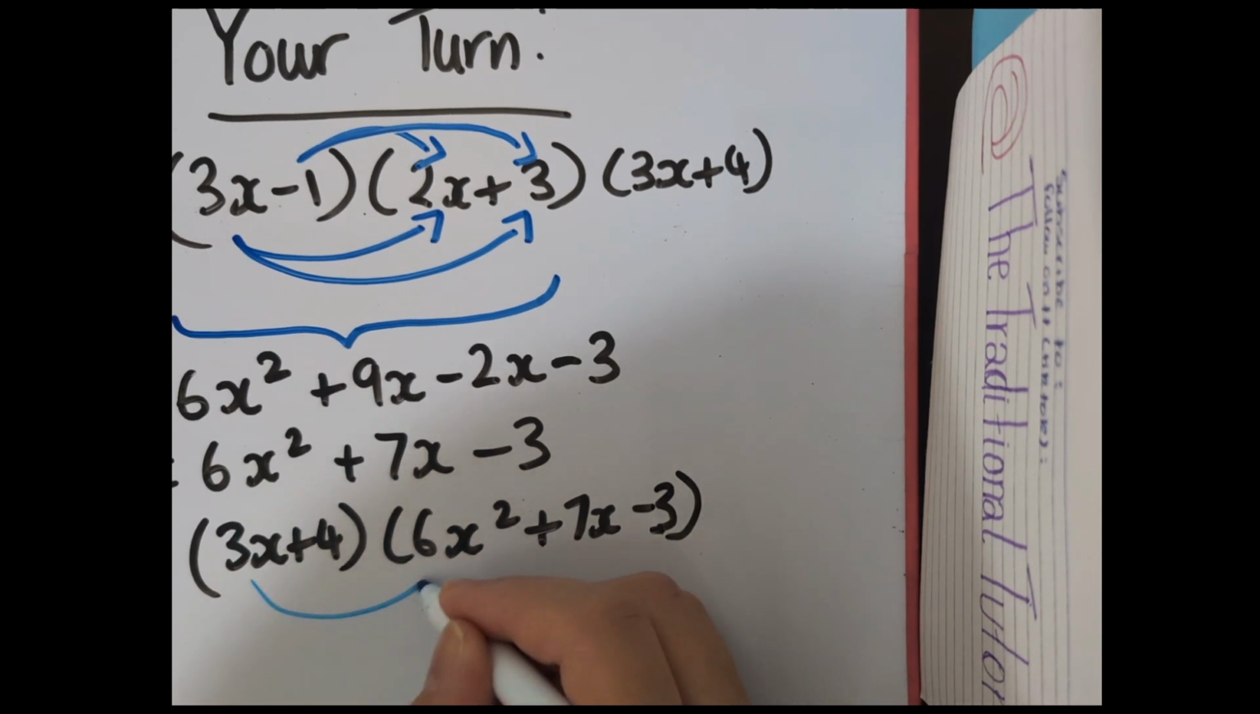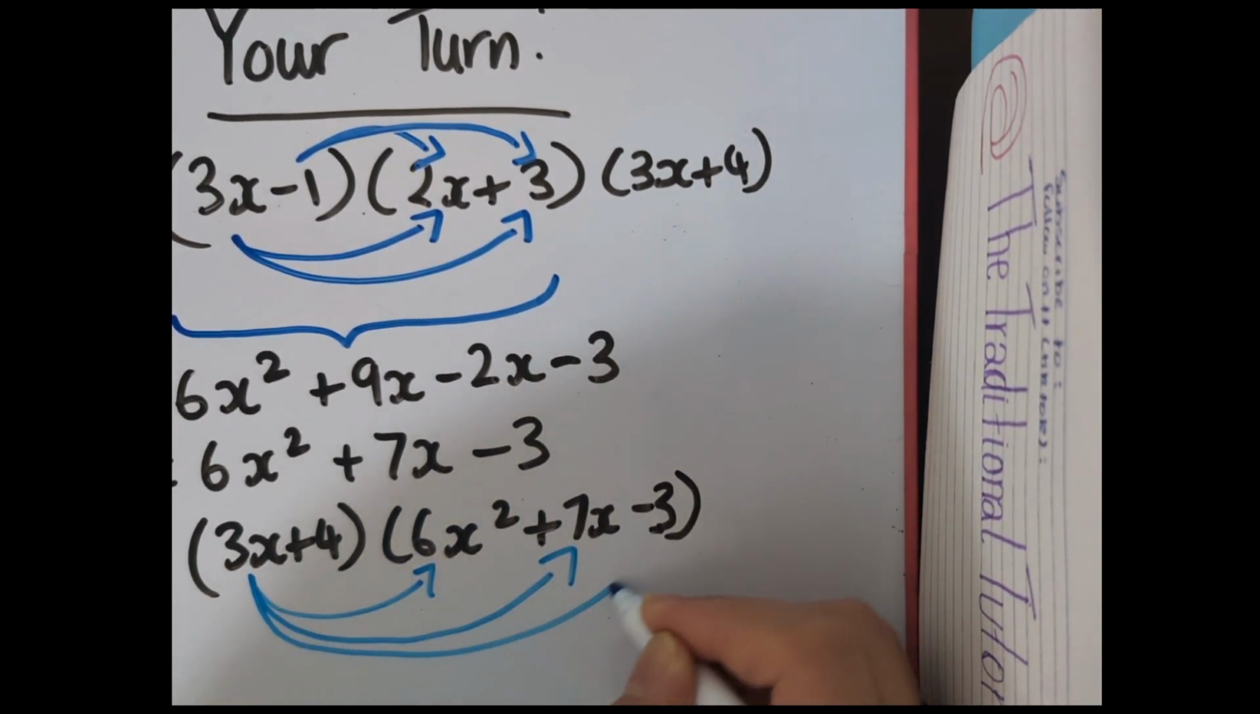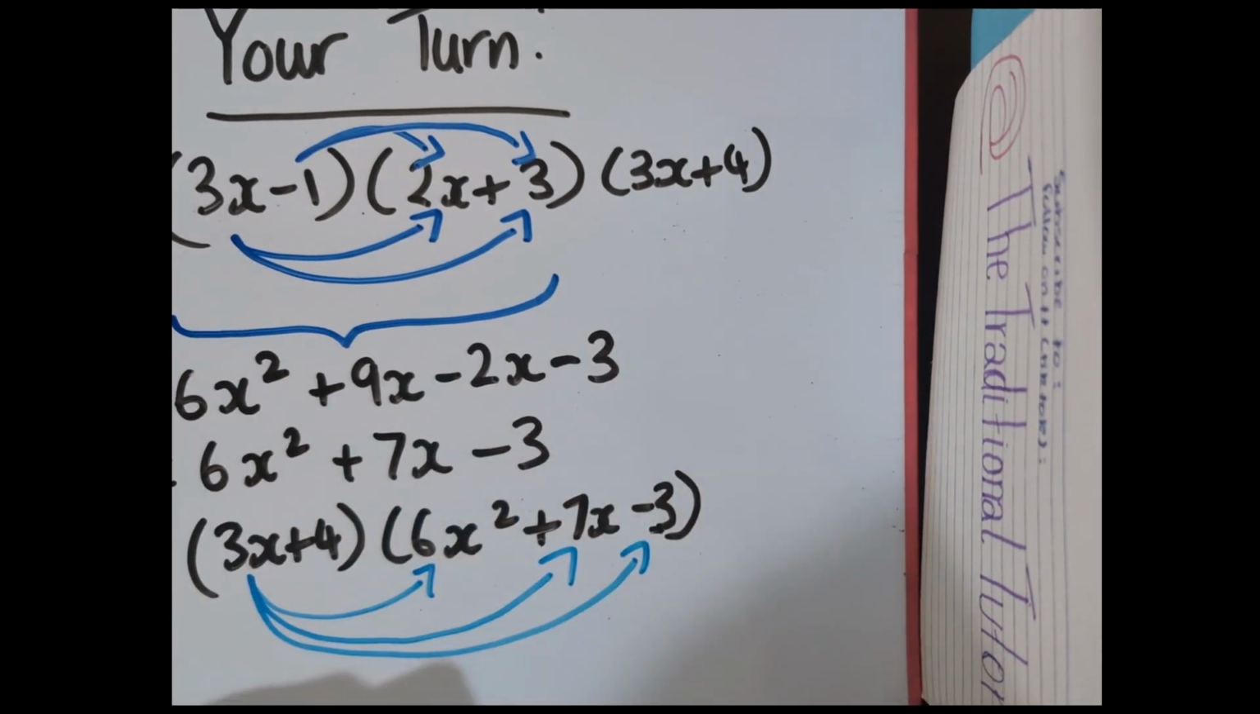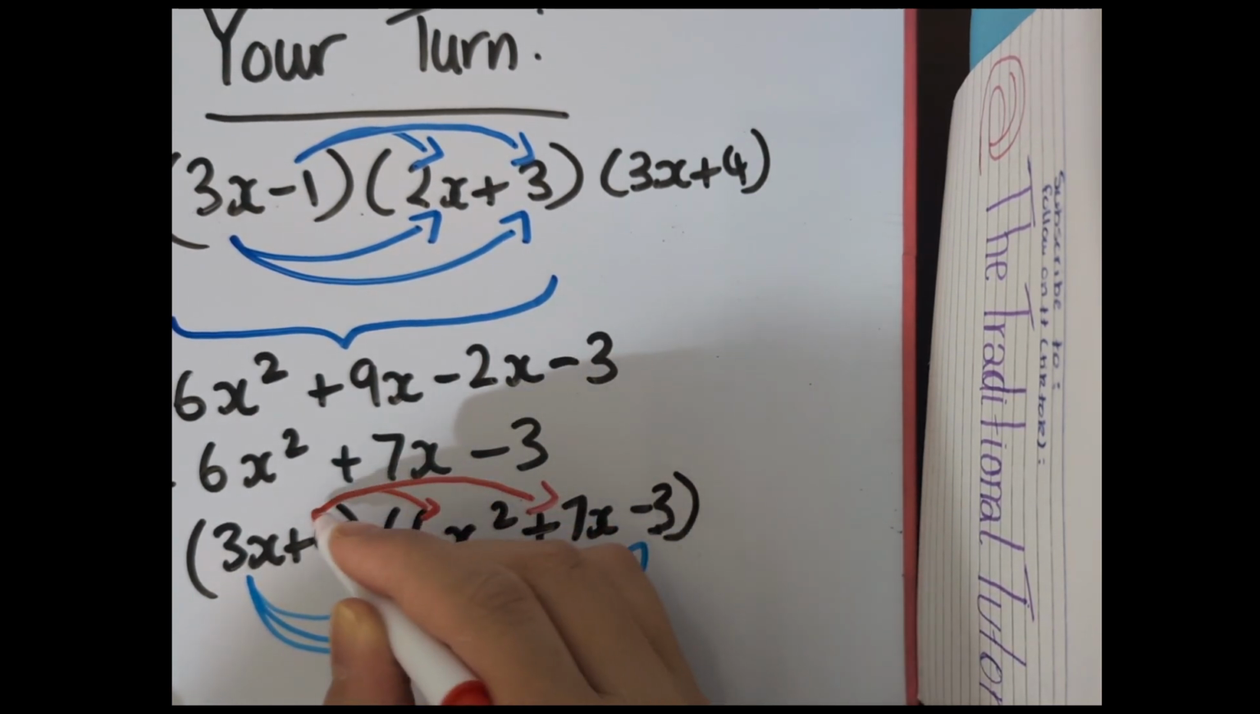So that means I can do 3x times by 6x squared, 3x times by plus 7x, and then 3x times by minus 3. And then my other set of arrows I've just got by plus 4 being multiplied by everything, okay?